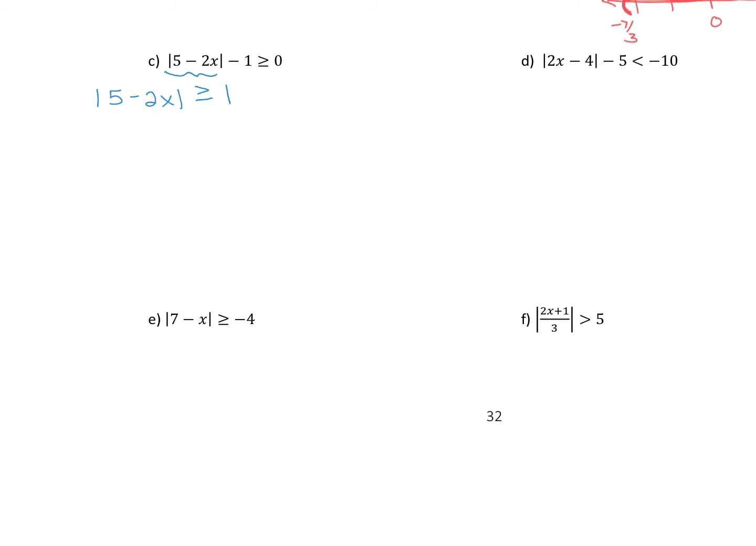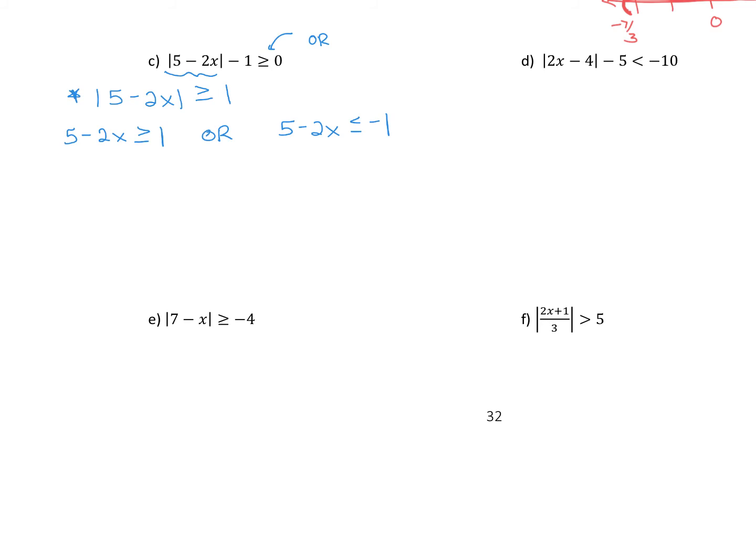Now I'll break it up into 2 statements. And remember, a greater than symbol is an "or" statement, and you should have that word "or" inside. So we'll have 5 minus 2x is greater than or equal to 1, simply dropping the absolute value symbols, and then 5 minus 2x is less than or equal to -1. And it's important that you don't break it up until you have your absolute value isolated.